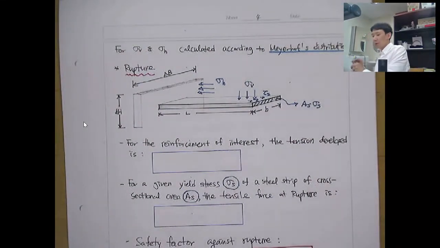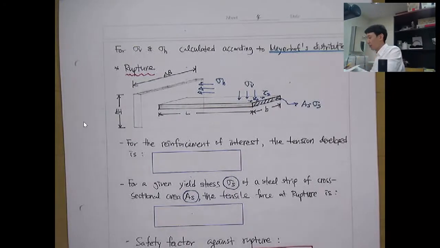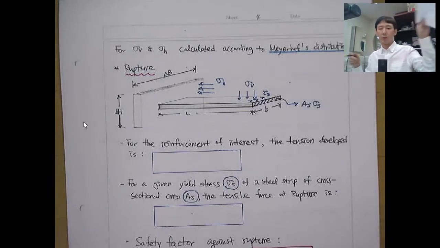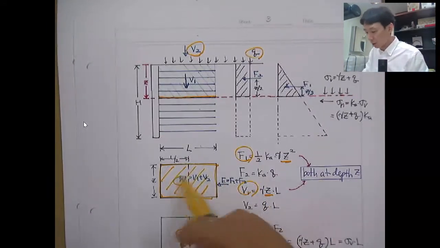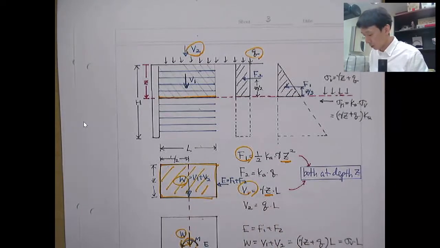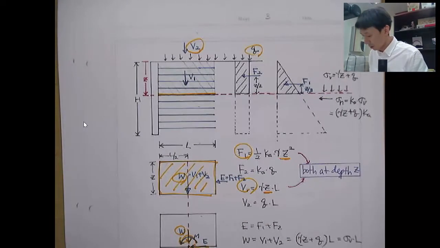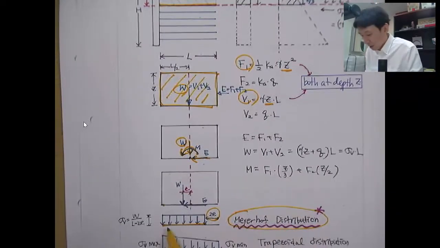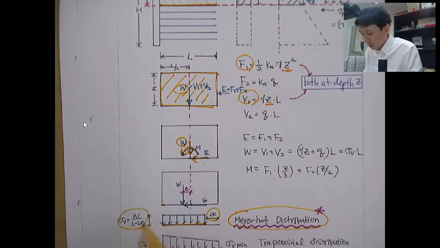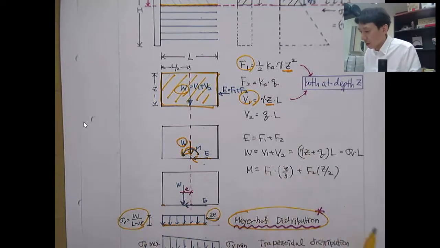If you compute e, then you can compute the stress for the given vertical force. W is the total vertical force. So if you know e, then you can estimate the length here. Then you can determine the vertical stress. From the vertical stress, you can determine the horizontal stress.